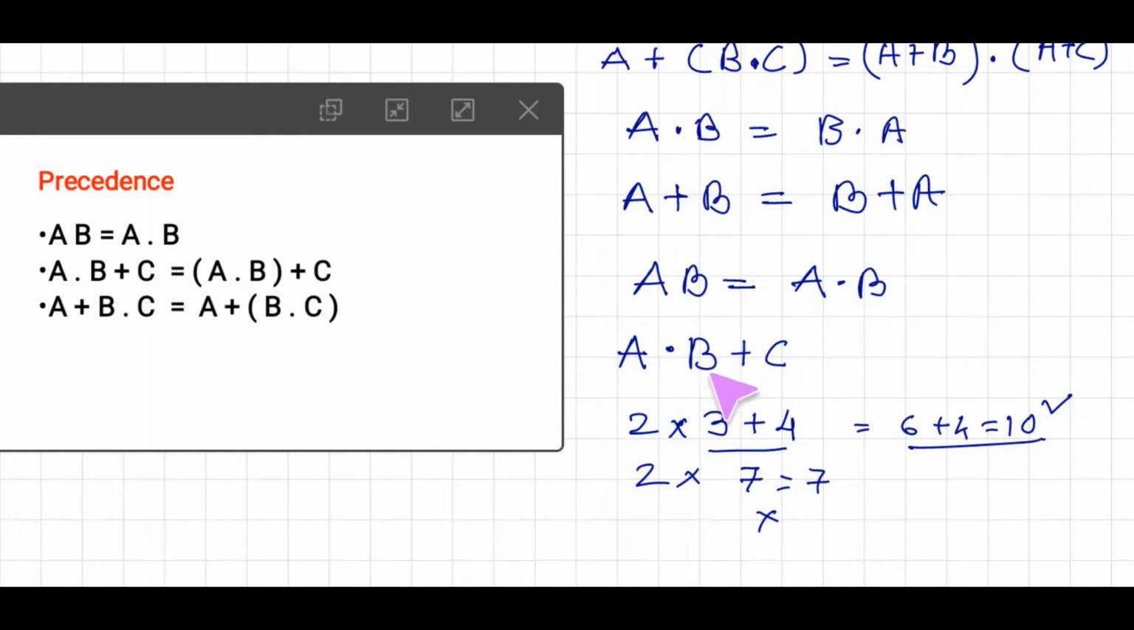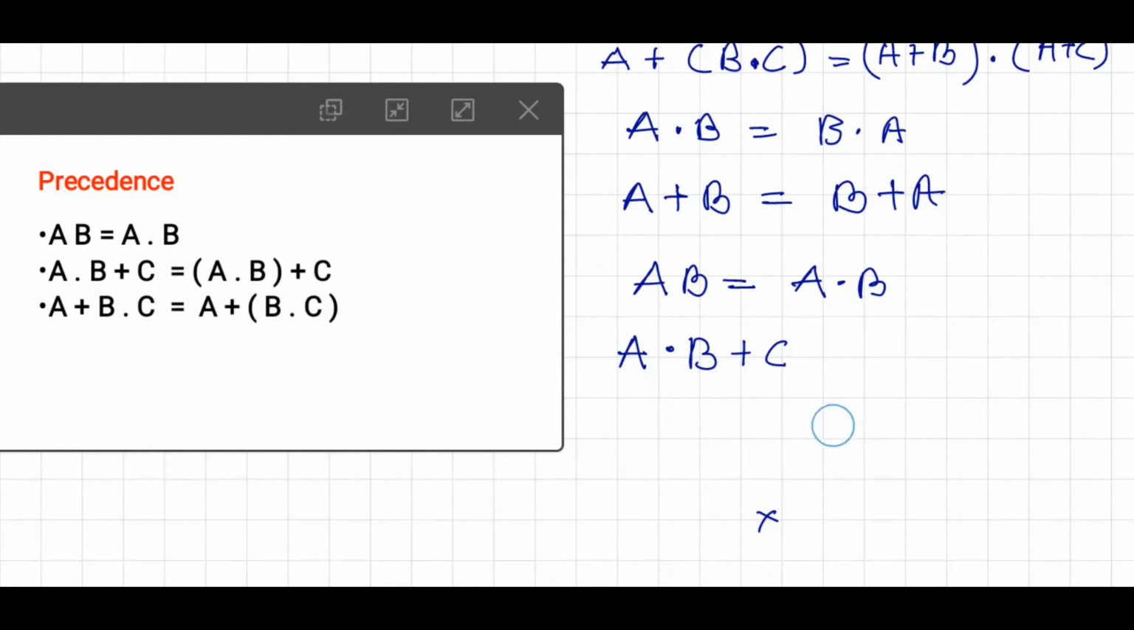That means when ANDing and ORing operations are both there in the expression, which operation is executed first is called precedence. So here we see that A is ANDed with B plus C. It is executed in this way: the A dot B, or A ANDed with B, operation is done first. That is why it is kept in brackets. Whatever is written in brackets has top priority, and then the result is ORed with C. So this is precedence operation.